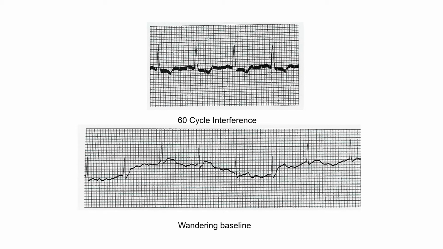On the bottom one, you have this wandering baseline, and this is often caused by respiratory movement. Although you can count your respiratory rate in this manner in some ways, if it's persistent and you can't get a good baseline, you may want to reposition the electrodes to a less sensitive area as well.